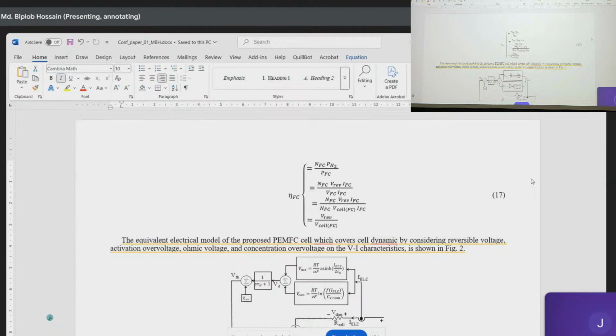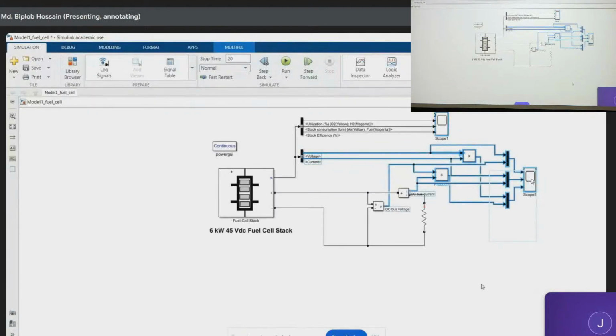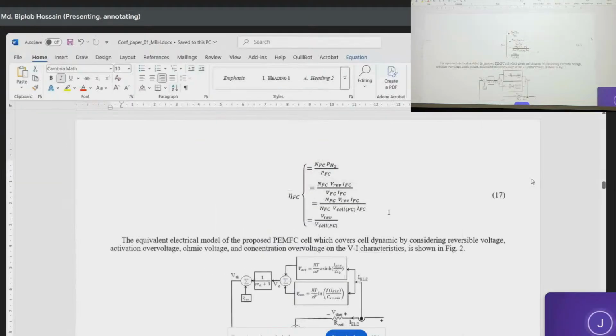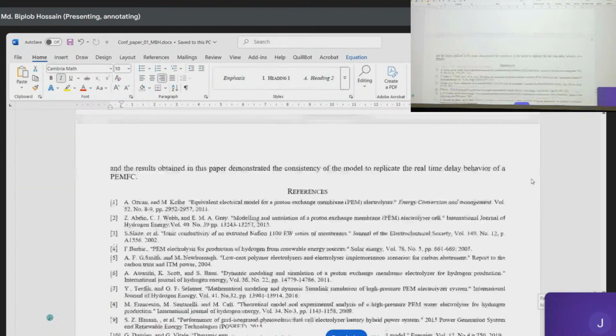Can you please? Yeah. Now I'm going to a very simple circuit. So I previously modified a circuit for you. So this is the fuel cell. Yeah, Biplab, just a minute. Have you given that circuit to everyone? If they want to build it, I mean, Biplab, you start with the existing one from MATLAB.